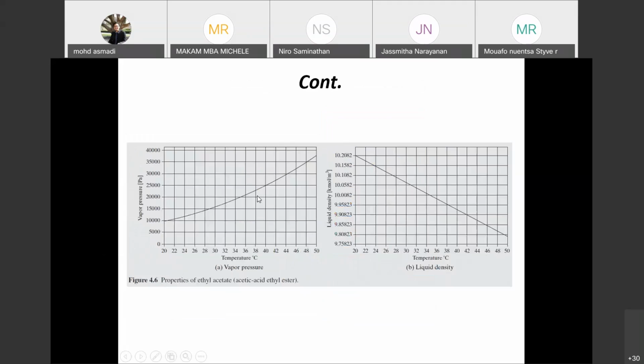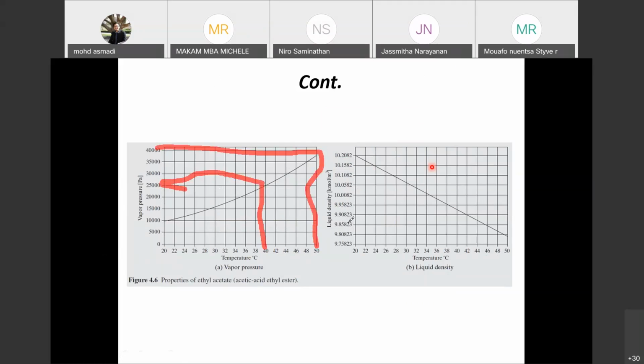So this is the example once you substitute all the parameters into the equations. We can get the vapor pressure against the temperature. Here, for example at 40 degrees, we can predict the vapor pressure is about 25 kilopascal. And increasing the temperature increases the vapor pressure.